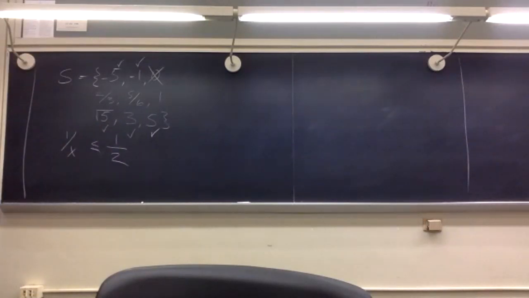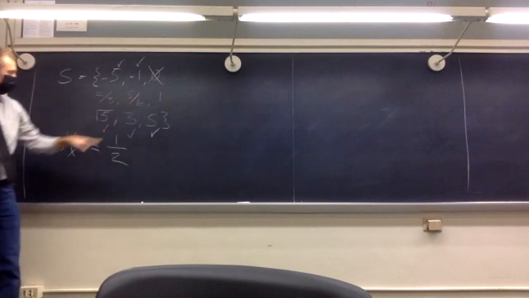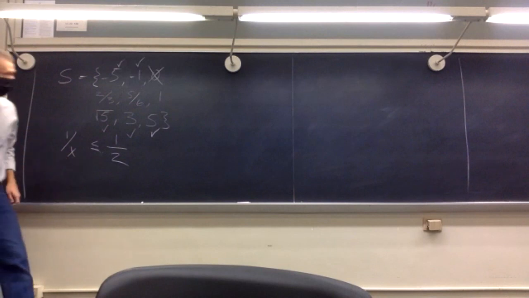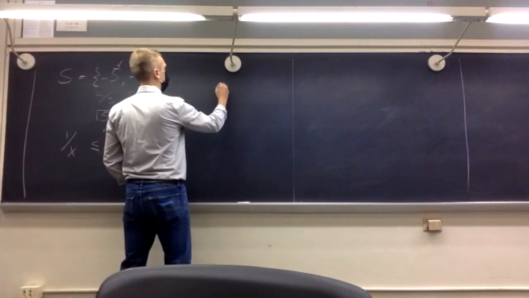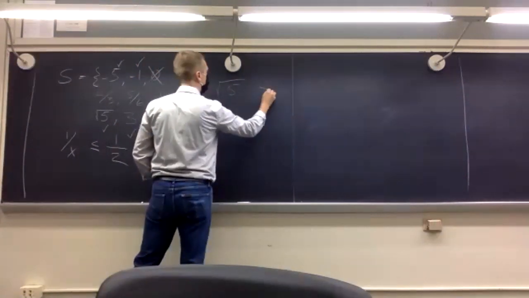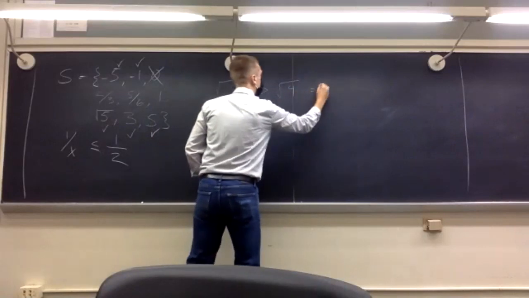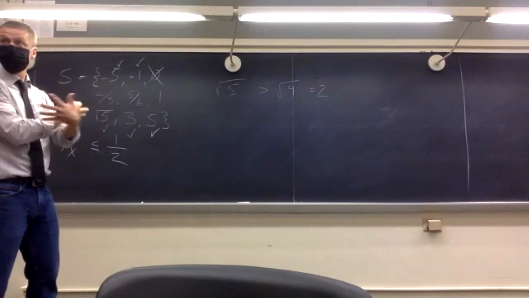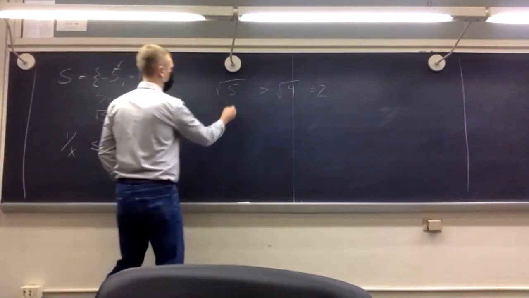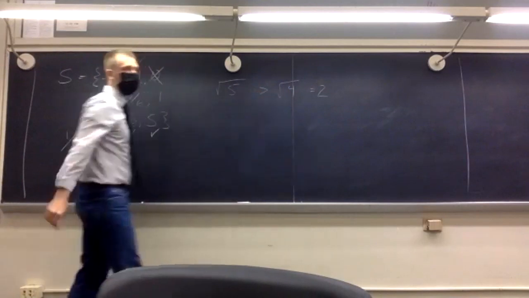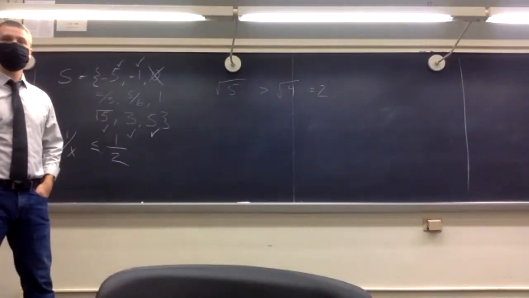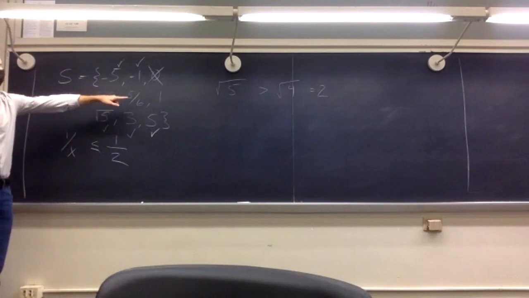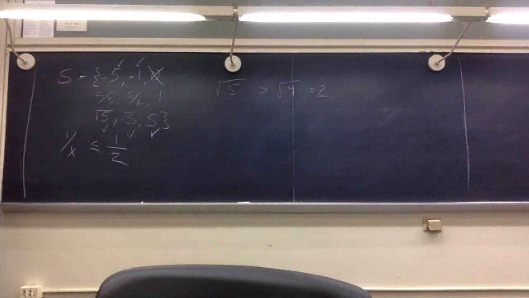And now we've got some easy ones. One over one. Yes. That's because radical 5 is bigger than radical 4, which is 2. So if you take the reciprocal, you know that the inequality switches, so that 1 over radical 5 is less than 1 over radical 4. Okay, so these three in the middle are the more difficult cases, but they're still not that bad.